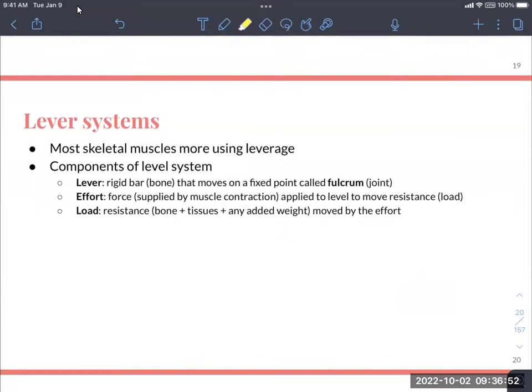Let's look at our lever system a little bit. Our muscles tend to use this lever type system to do different types of activities. But what is a lever? Kind of a bar that moves on a fixed point or a fulcrum. Our joint is that fulcrum. What moves the lever part is that bar or that bone. Our effort is the force that we need to move that arm or leg or fingers even. Load is how much resistance, how much weight are you trying to move?